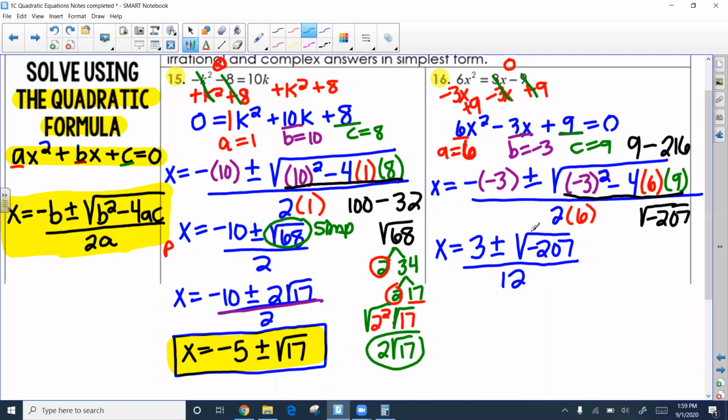In this case, our radical can definitely simplify, so I'm going to simplify this. At the very least, hopefully you notice it has a negative on the outside. So a negative on the outside, we have to simplify it to an i. A negative under a radical is imaginary. So this would become i square root of 207.